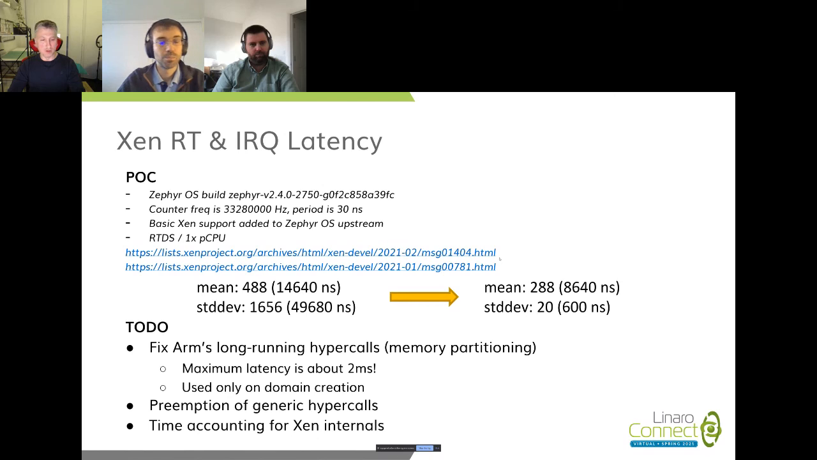So in future, what we need to do is work on latency of the hypercalls, probably by introducing preemption for generic hypercalls or moving them into a separate VM that will take care of Xen's internal housekeeping.